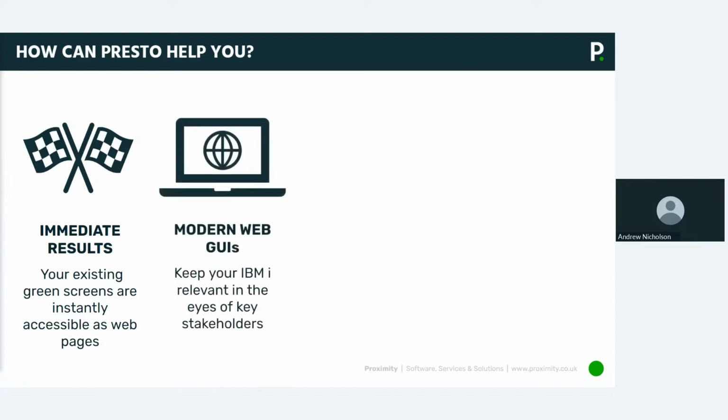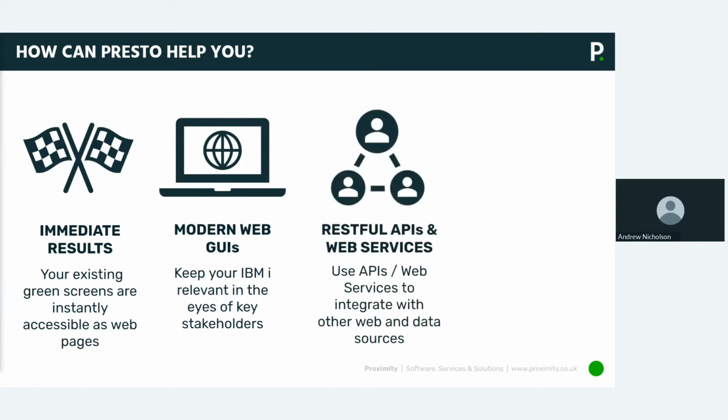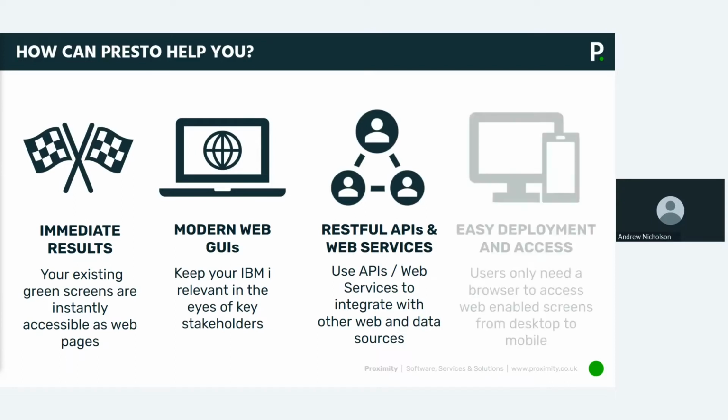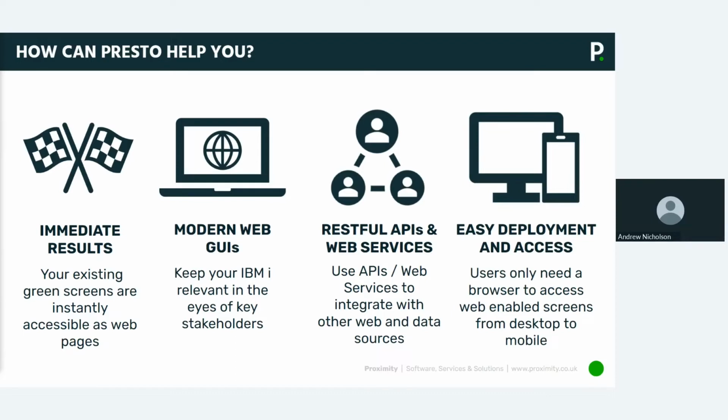And these modern web GUIs keep your IBM i relevant in the eyes of end users and management by giving your existing green screens and new RPG programs a fresh graphical interface. But it's not just with the user interfaces that we can modernize, as Presto can provide a more seamless experience by using APIs and web services to integrate with additional web applications and data sources. And remembering the post-COVID drivers for flexible working, with Presto, users will only need a browser to access critical web enterprise applications. No less secure, but easy to deploy, manage, and access.